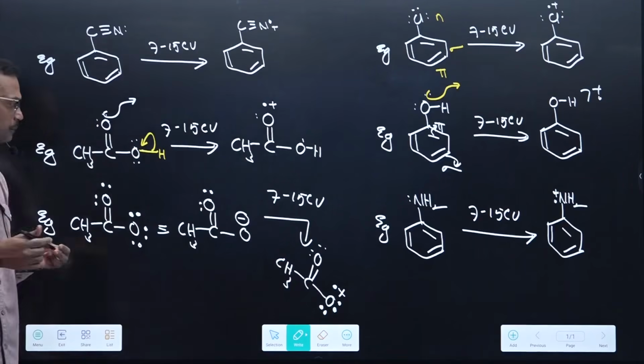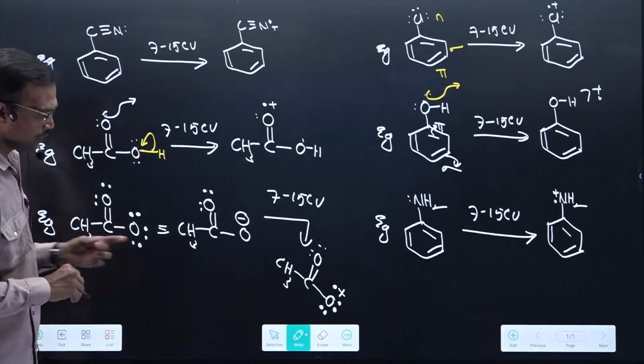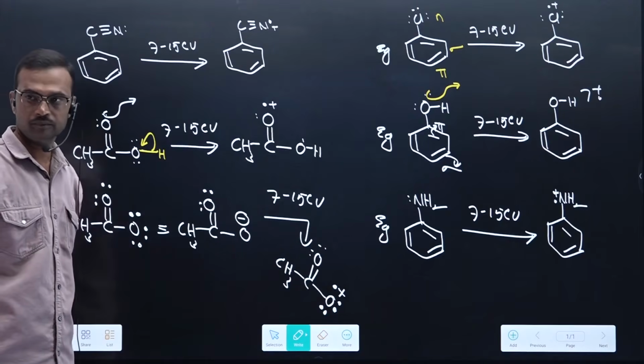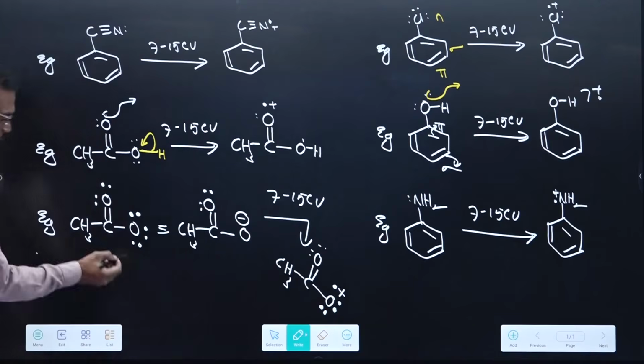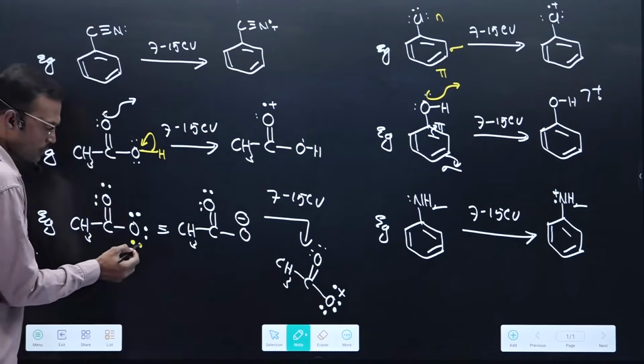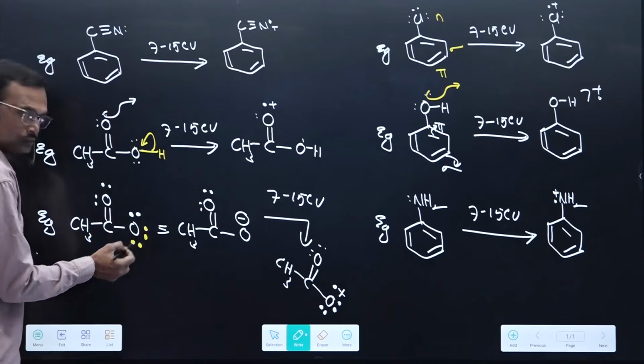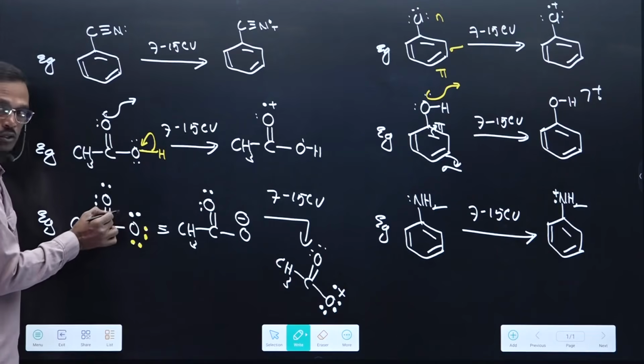So observe clearly, it is not a correct way of writing. Why? Because, see, this lone pair belongs to oxygen. Yes, this lone pair belongs to oxygen. Does this lone pair initially belong to oxygen?